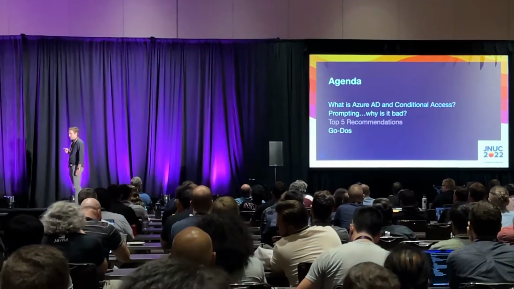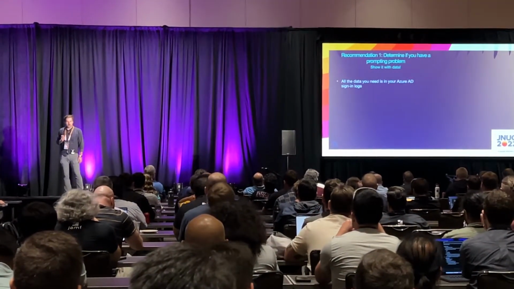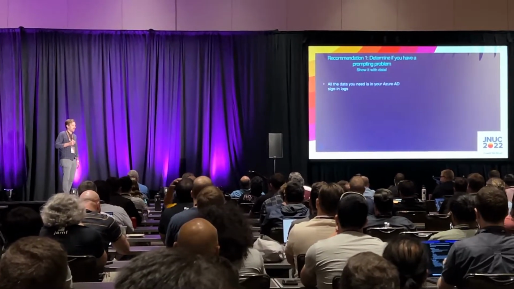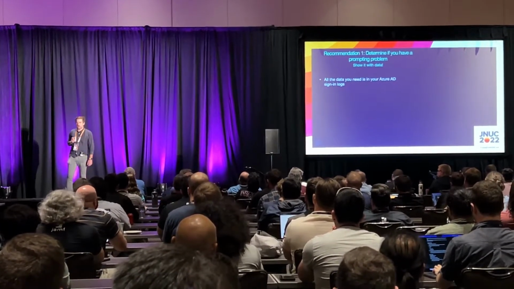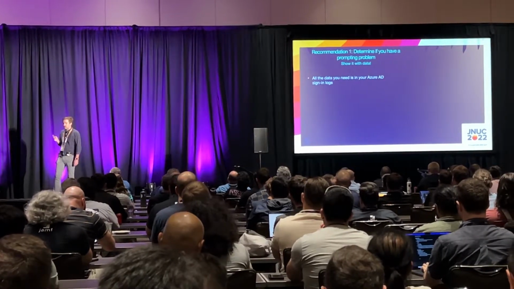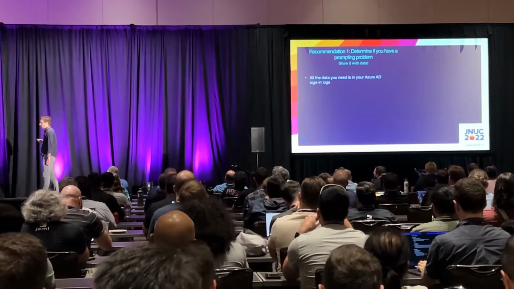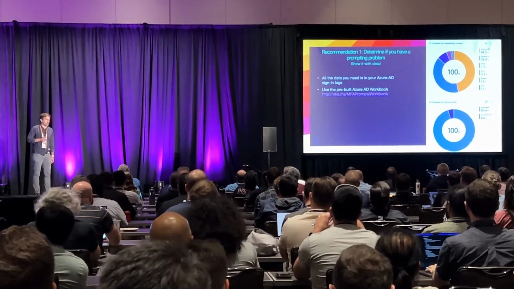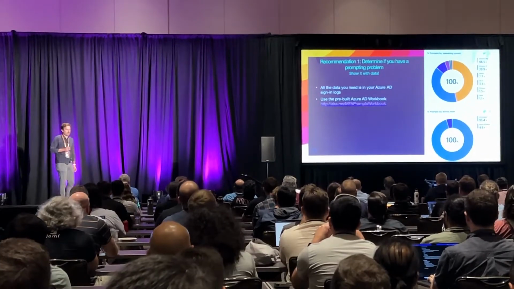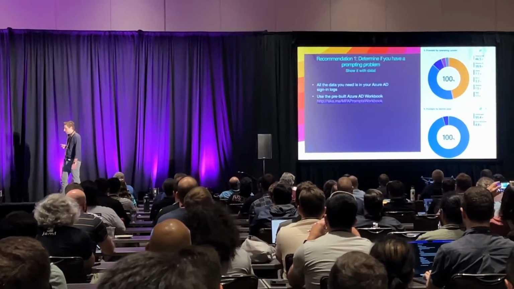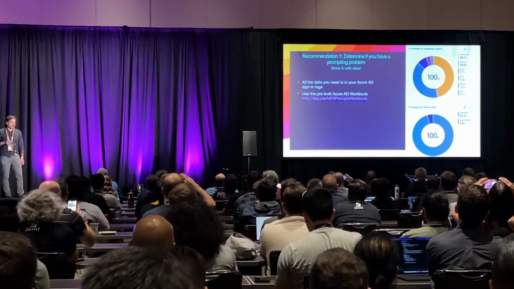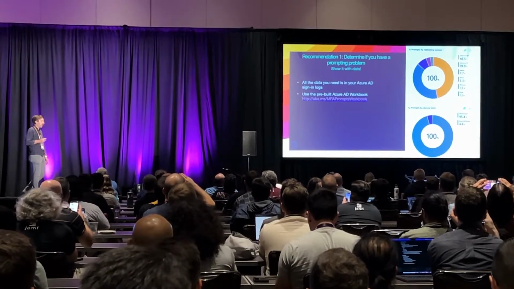So let's talk about the top 5 recommendations for the Mac environment specifically. So number 1, determine if you have a prompting problem. There's actually data in Azure AD that will help you figure this out. So all the data you need is in your Azure AD sign-in logs. They have all the information on how much you're prompting your users by every OS platform is in there. And we actually pre-built a workbook for you to help you figure this out. So if you export your logs to Azure Monitor, you can use this workbook, and it's just right there out of the box at aka.ms/MFA prompts workbook.